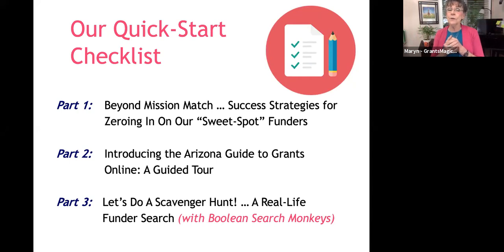And then in part 3, we're going to combine parts 1 and 2. We're going to take the scavenger hunt list that we build in part 1, and we're going to dive right into the Arizona Guide to Grants Online and do the actual scavenger hunt, a real life funder search right here, active, real time, using the current database just as it is.